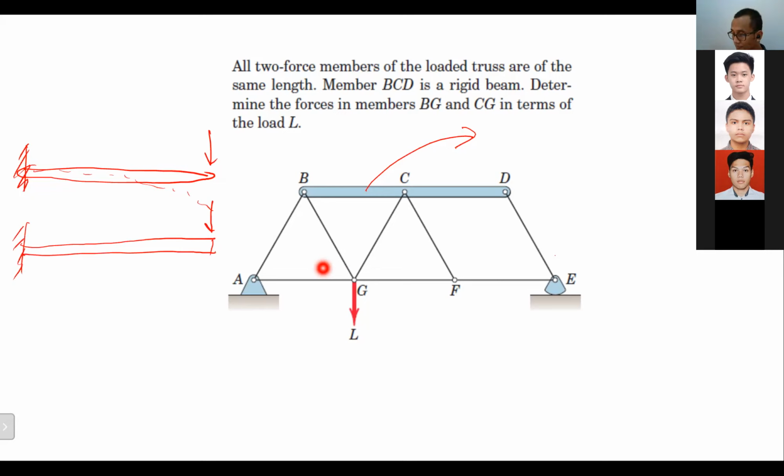And in this case, BCD is a rigid member, a rigid beam. So it's one whole beam, very long, from B to D, and it's rigid.